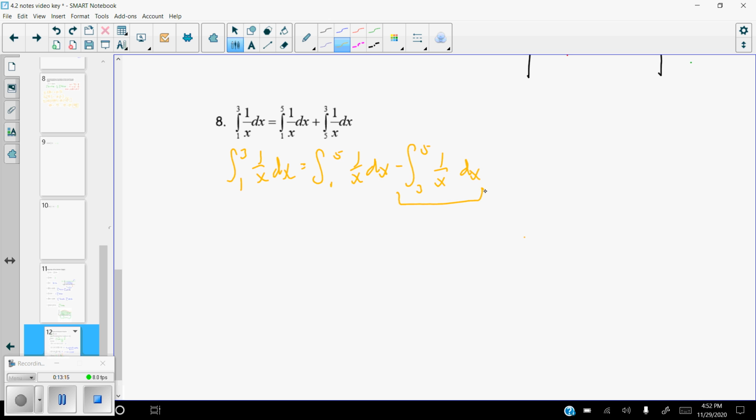So if I add that one to the left-hand side, I'm going to get the integral from 1 to 3 of 1 over x dx plus the integral from 3 to 5 of 1 over x dx equals the integral from 1 to 5 of 1 over x dx. And that is a true statement because that is one of our properties.